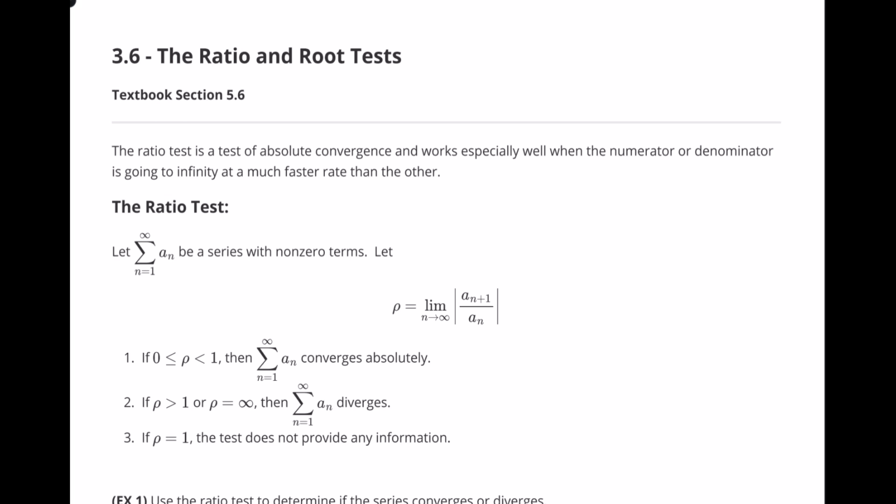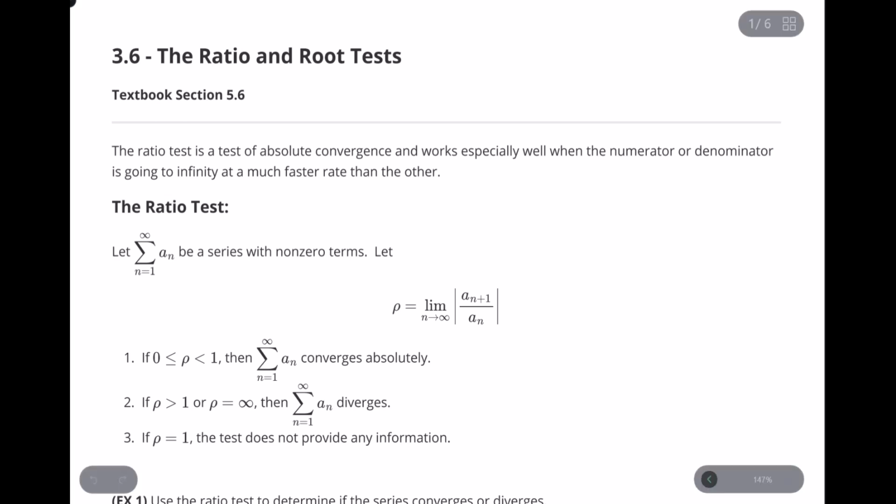Now, the conditions that need to be met is that the numerator and denominator need to be going to infinity at much faster rates than one or the other before you can get a result. And I'll show you why that is in just a moment. But first, let's define the ratio test and then go from there.